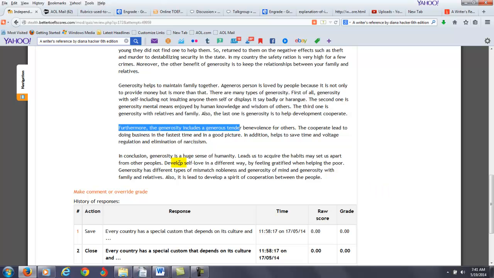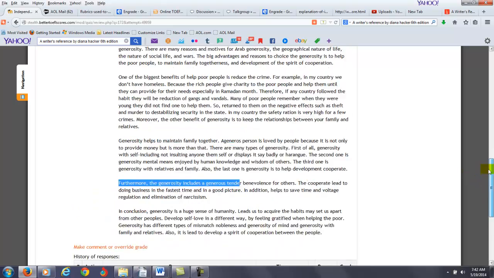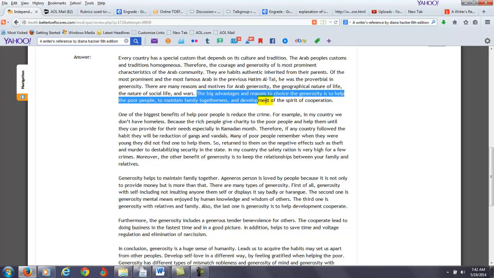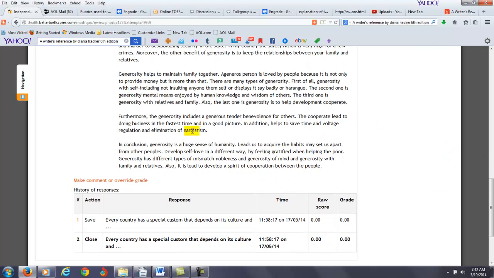So in your conclusion, you say generosity is a huge sense of humanity, leads us to acquire the habits that may set us apart from others, develop self-love differently by feeling gratified. It has different types of mismatched nobleness and generosity to mind, generosity with family. I think this final paragraph, your conclusion, needs to restate these ideas. You have these three key points here: helping poor people, maintaining family togetherness, and developing or fostering the spirit of cooperation.